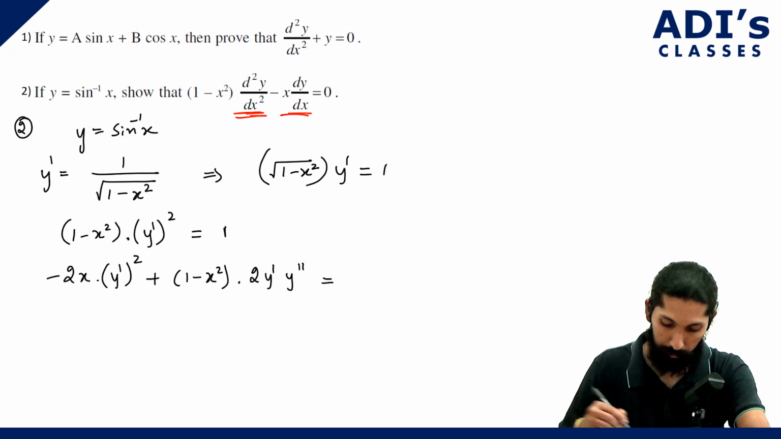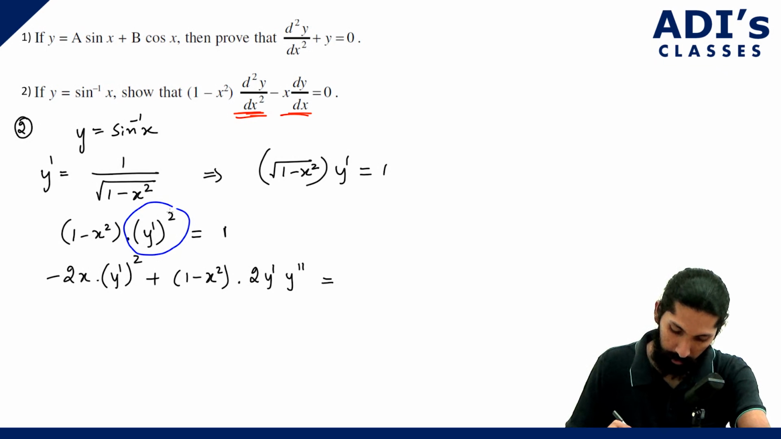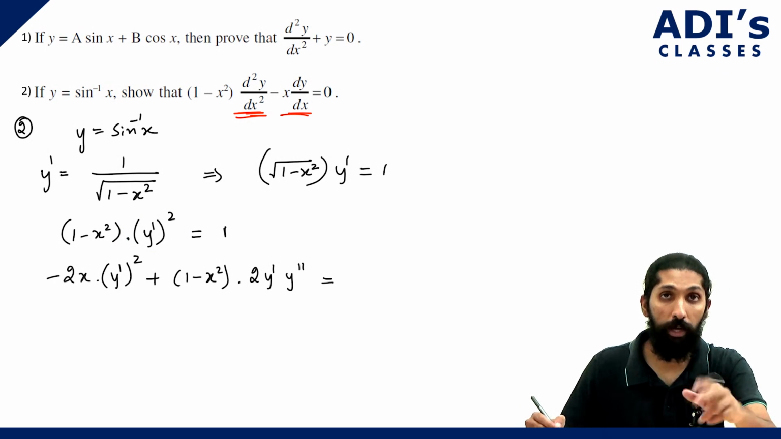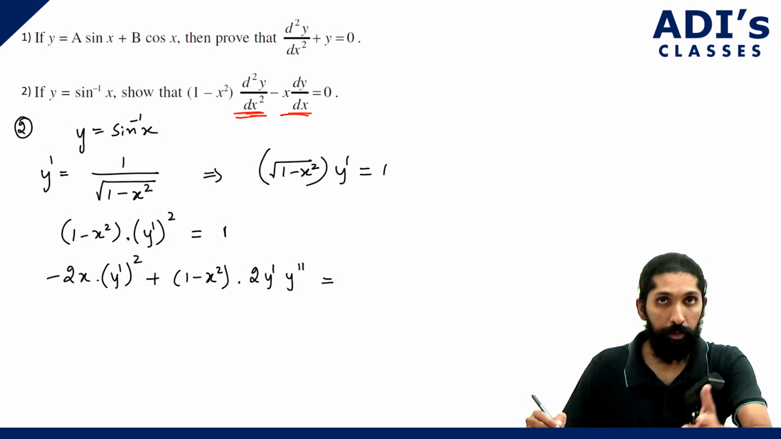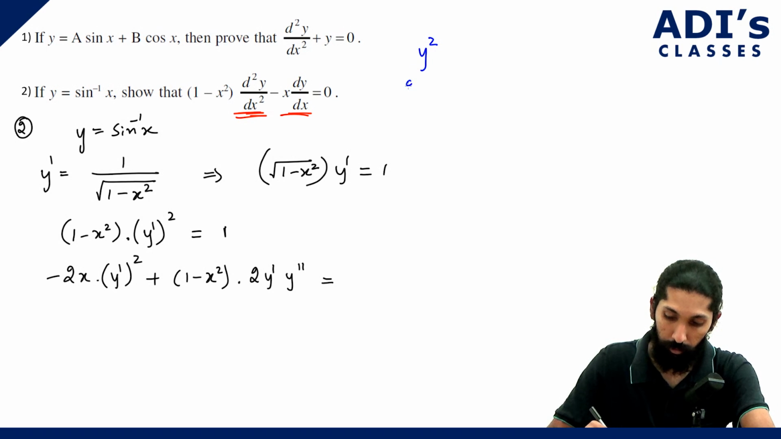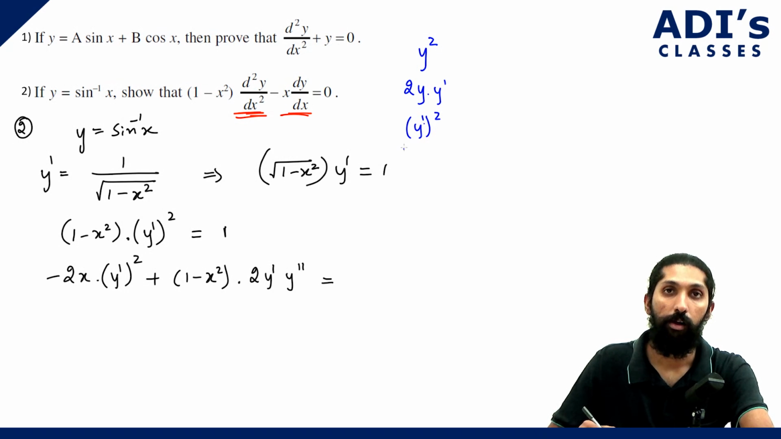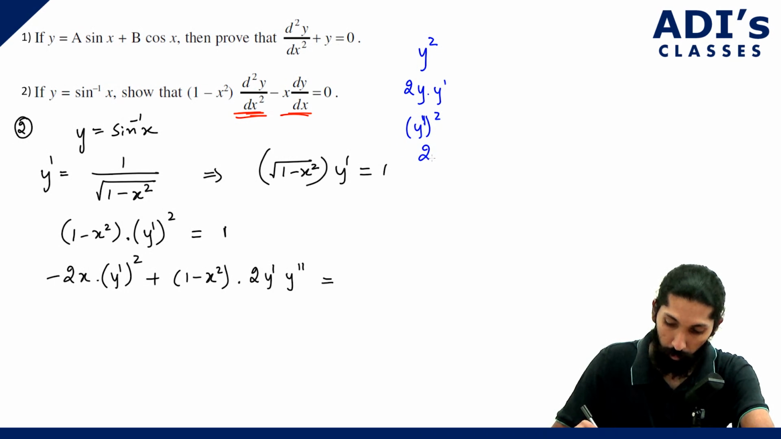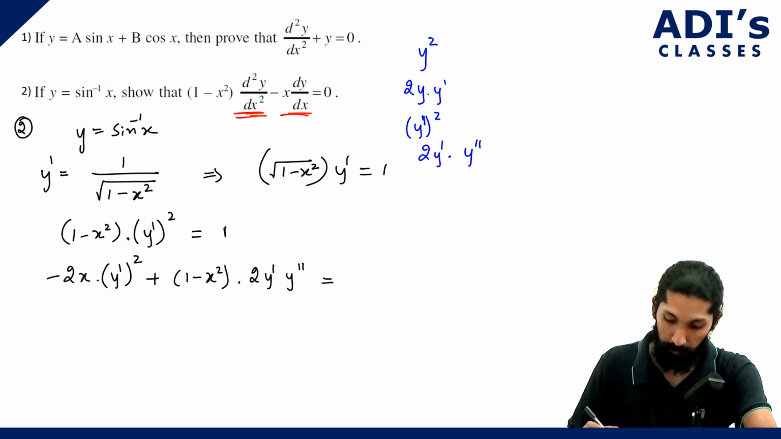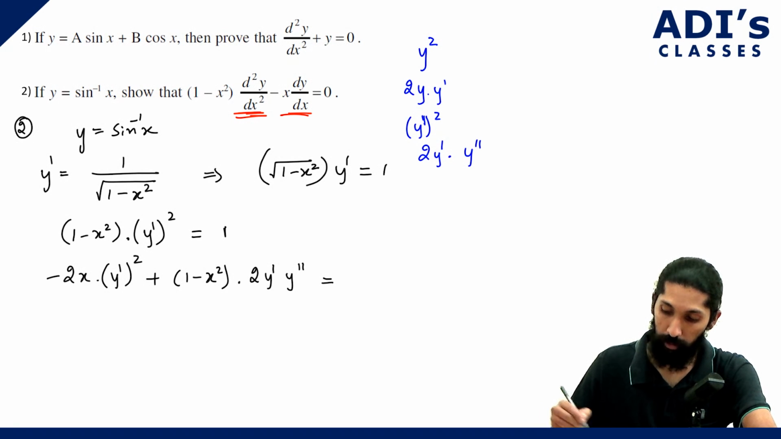Then, what is the next part? You are going to differentiate this, right? What is the derivative of y square? 2y into y dash, right? Like if you have y square, what do you get? 2y into y dash. So what if you have y dash whole square? You'll get 2y dash into the derivative of y dash, which is y double dash. Isn't it? That's what we have done here. And this value is equal to 0.